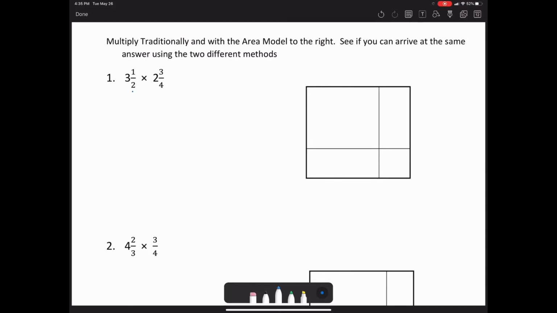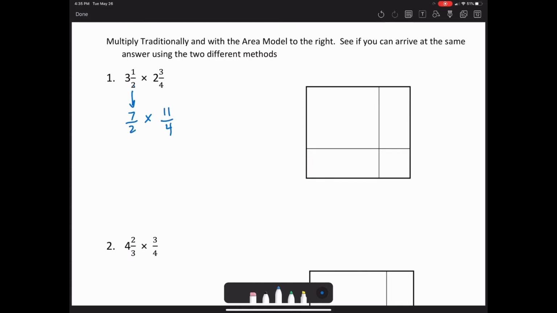So we're going to take 3 and 1/2, and we're going to take the denominator 2, multiply it by the whole number 3, and then add the numerator. So we have 2 times 3 is 6, plus 1 is 7. So we're going to have 7 halves. And then we're going to take the denominator 4, multiply it by the whole number 2, so that's 8. And we're going to add the numerator 3, so that's 11. So we're going to have 11 fourths.